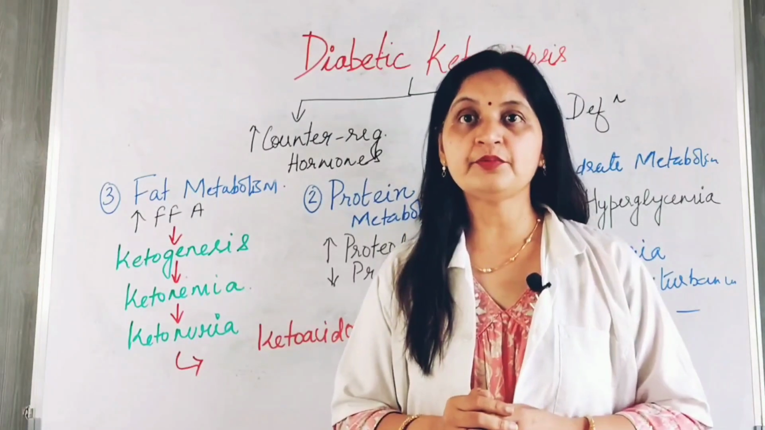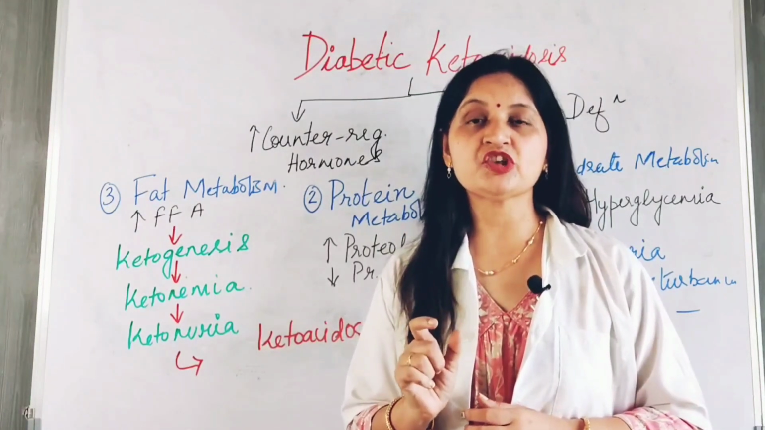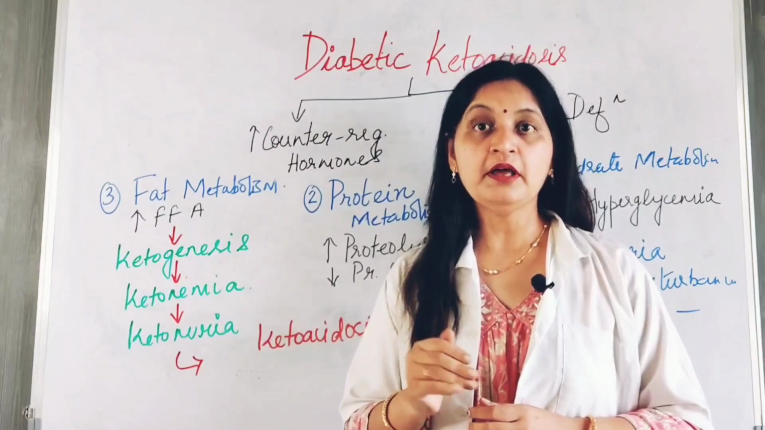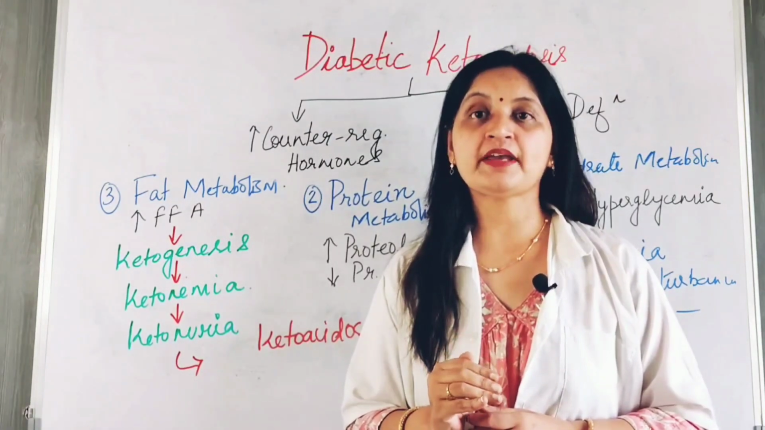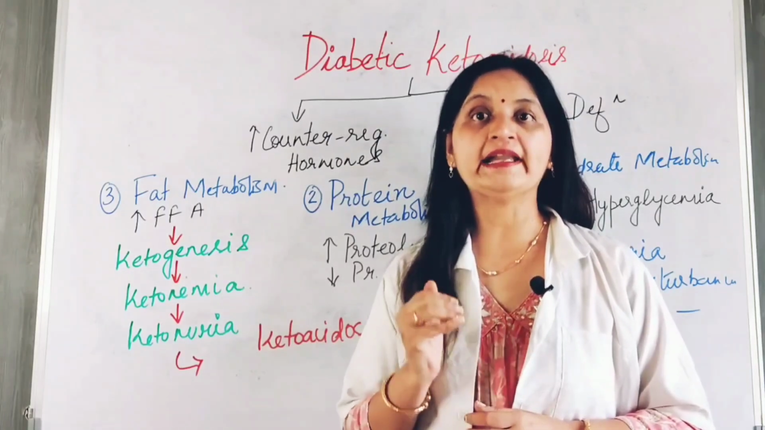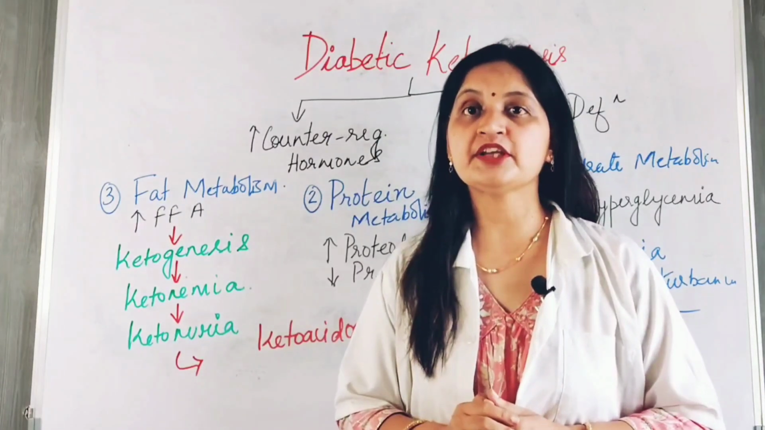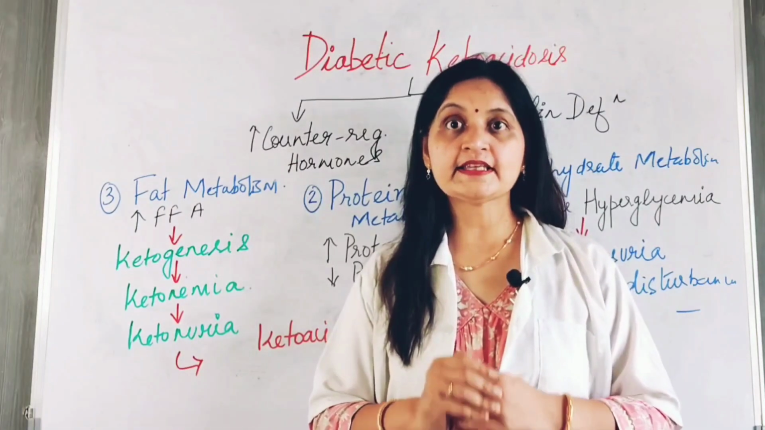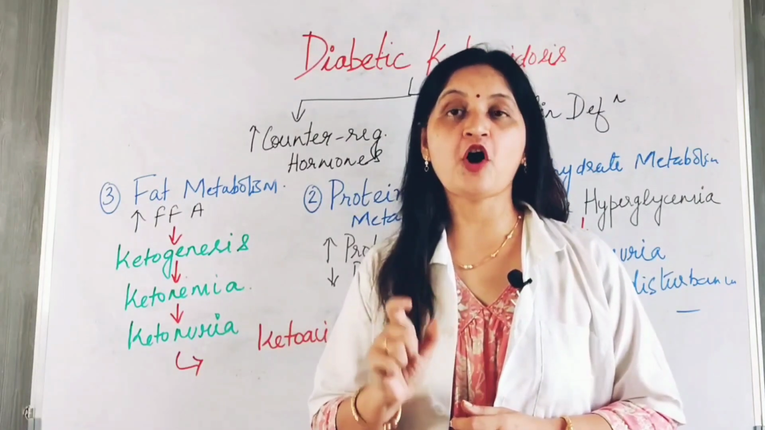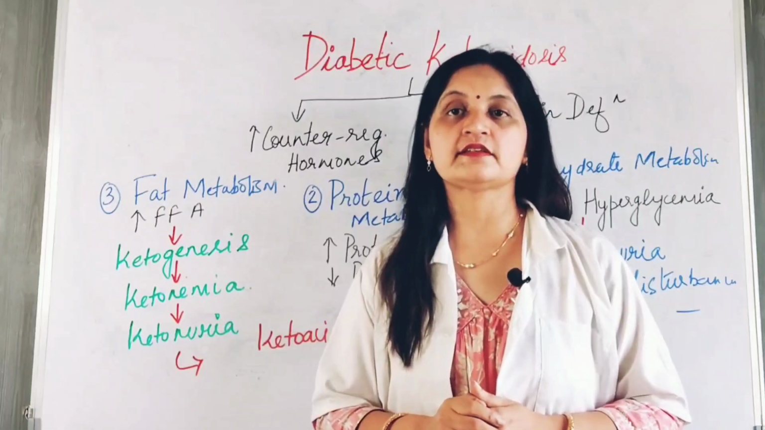So what is Kussmaul's breathing? In the initial stages, the respiration is rapid and shallow, but as the metabolic acidosis becomes more severe, the respiration becomes more deep, slow, and labored, and this type of respiration is known as Kussmaul's breathing. So this type of breathing is a characteristic feature of severe form of diabetic ketoacidosis.